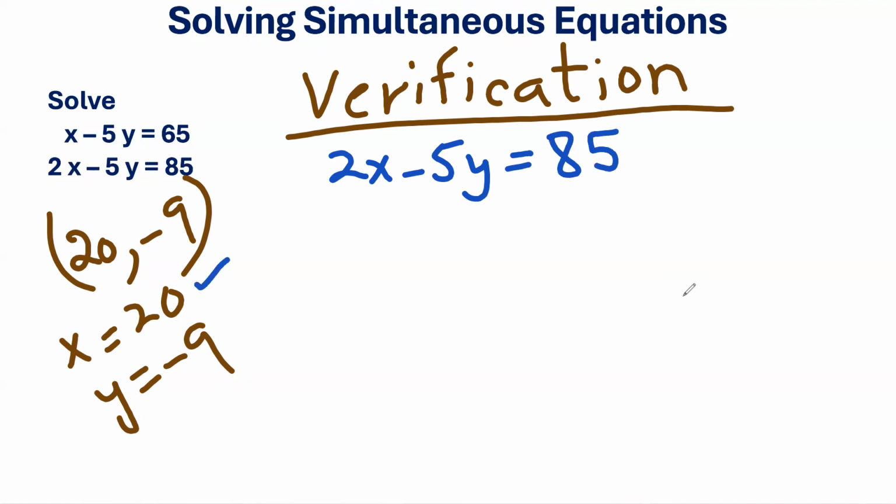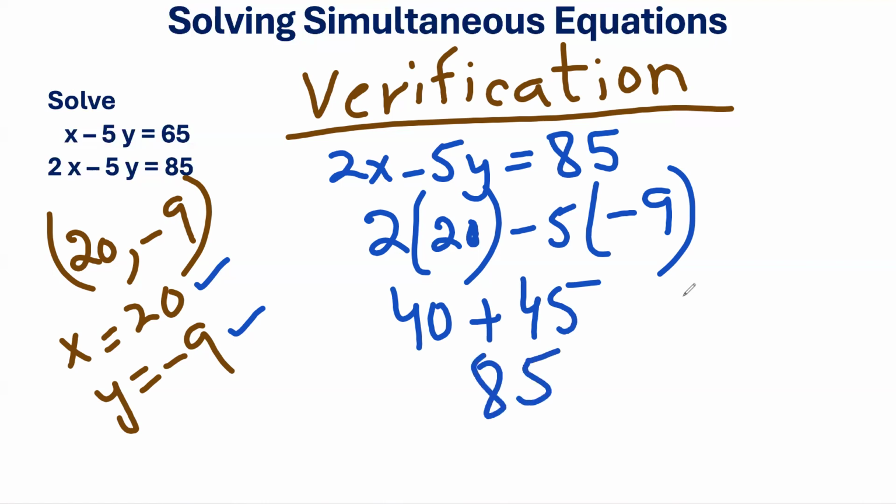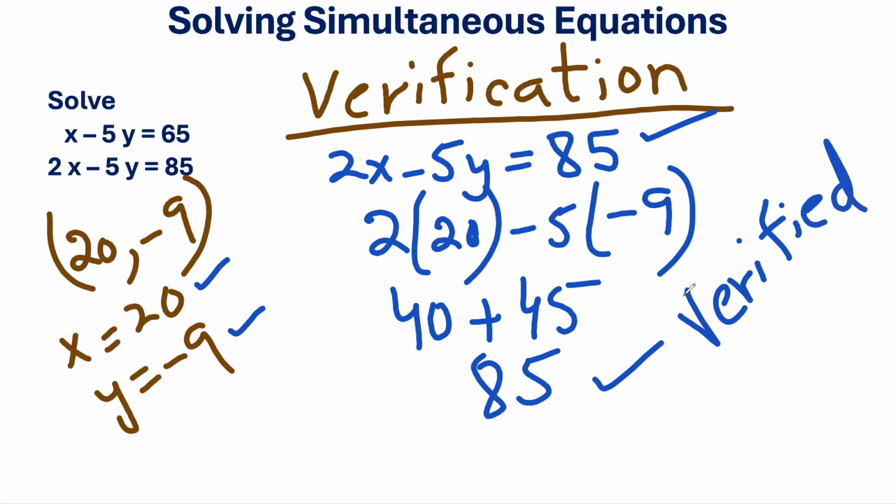Let's substitute x 20 and y minus 9. 2 multiplied by 20 will give you 40. Minus into minus is plus, and 5 nines are 45. 40 plus 45 will give you 85, which is 100% correct. So the answer is verified. You verified your answer. You checked your answer yourself.